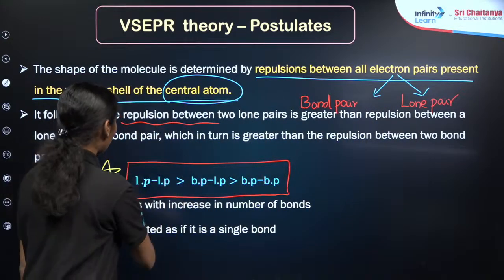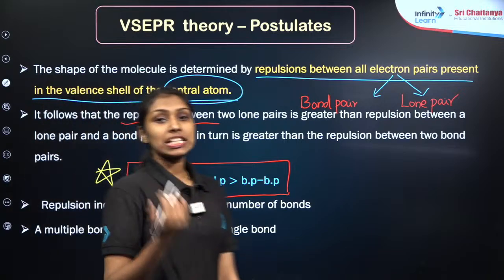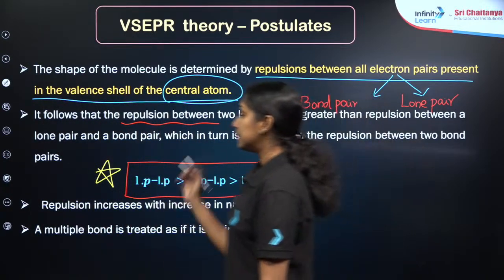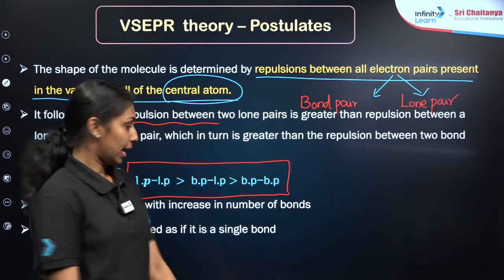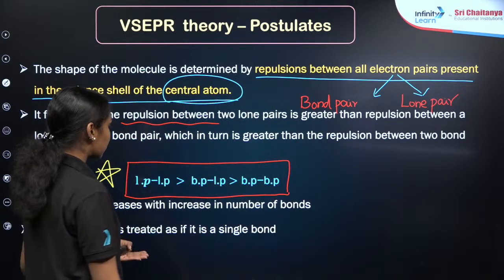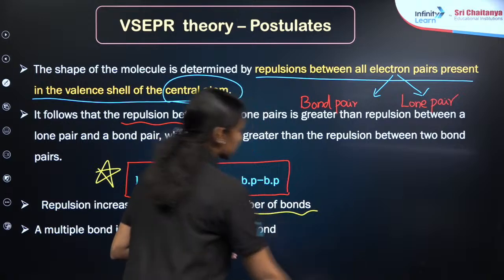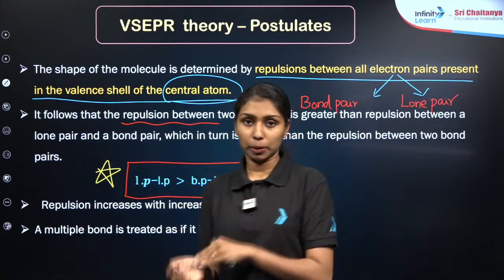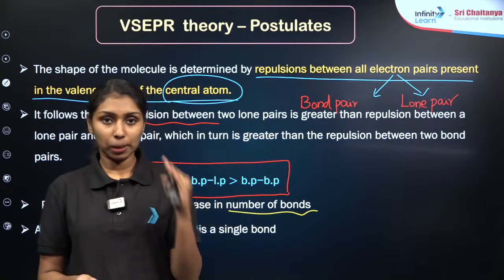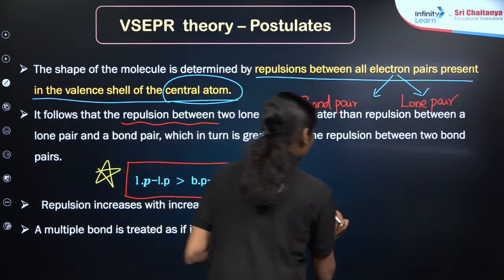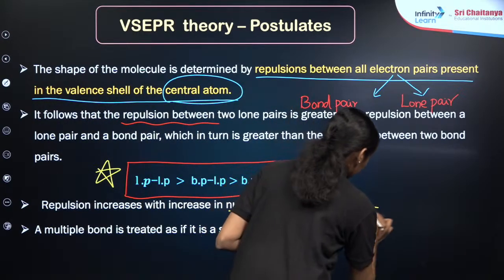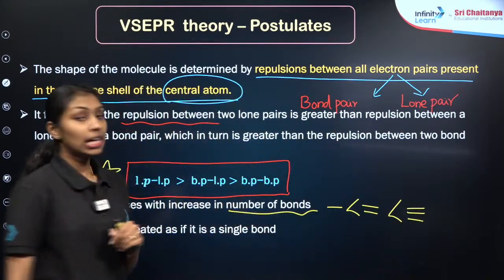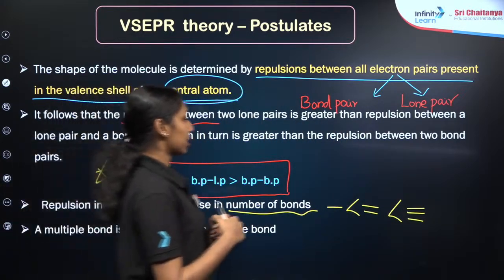According to this lone pair bond pair repulsion, we will explain the shapes or geometry of different molecules. Then the third postulate of the VSEPR theory is that repulsion always increases with the increase in number of bonds. So if we are considering single bond, double bond, triple bond, as we are moving from single to double to triple bond, the number of bonds or bond order increases, right? What will happen to the repulsion? Repulsion will be more, right?